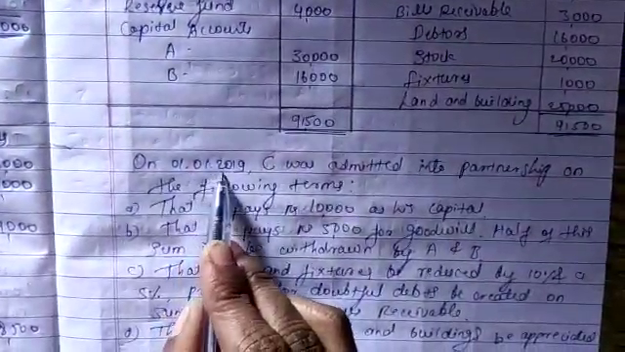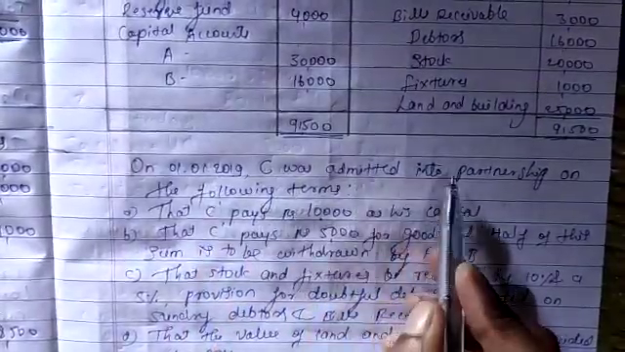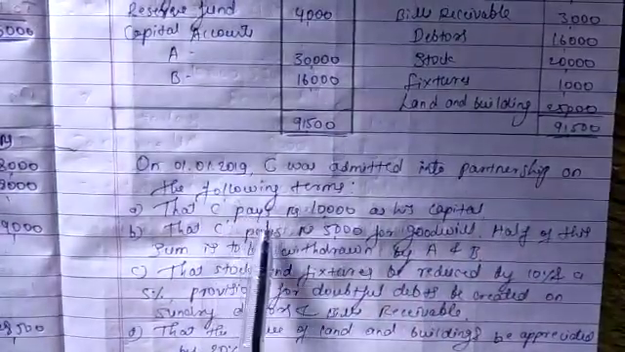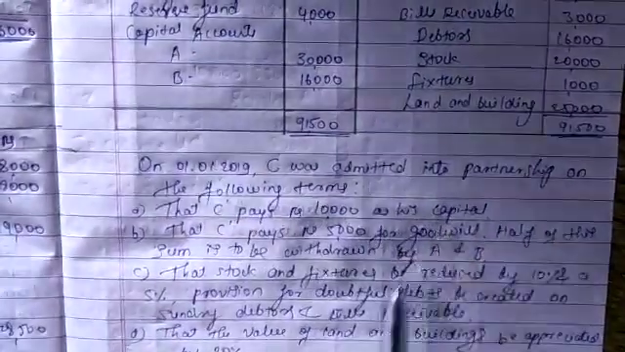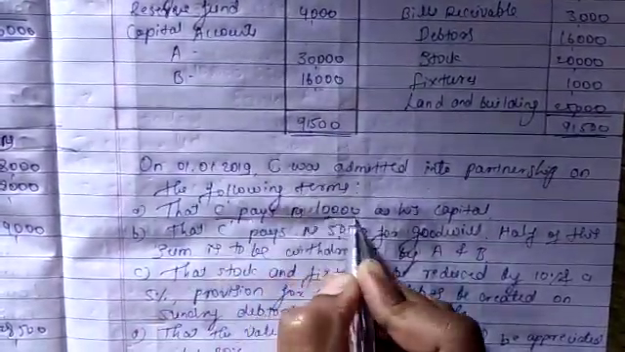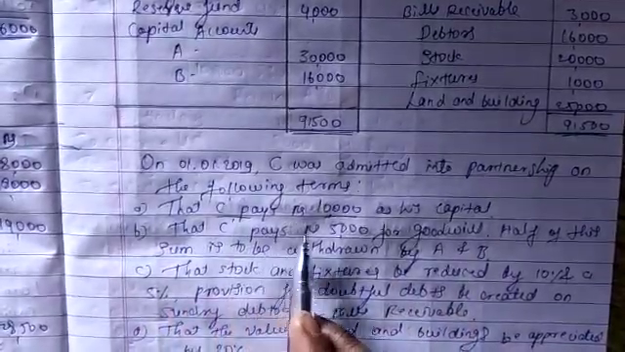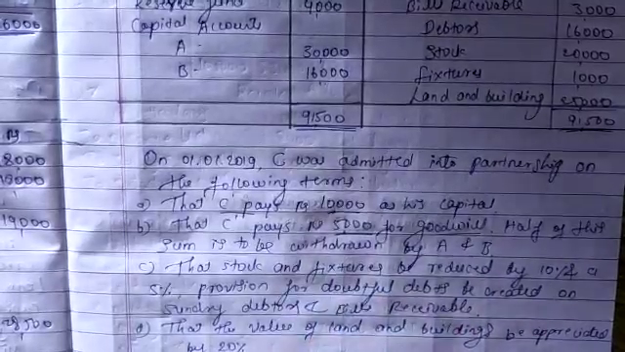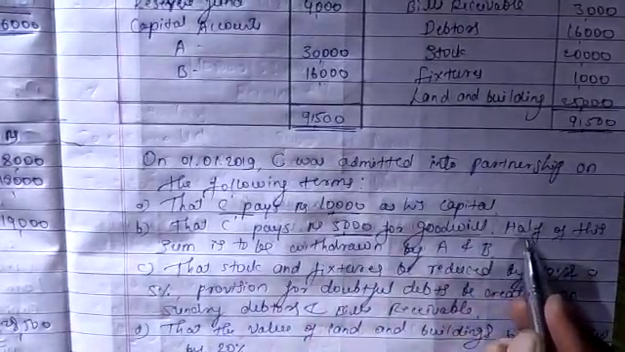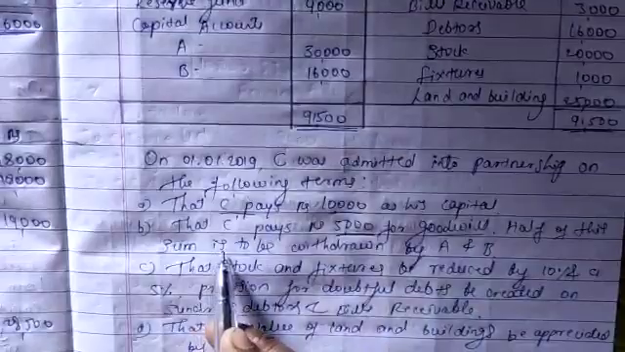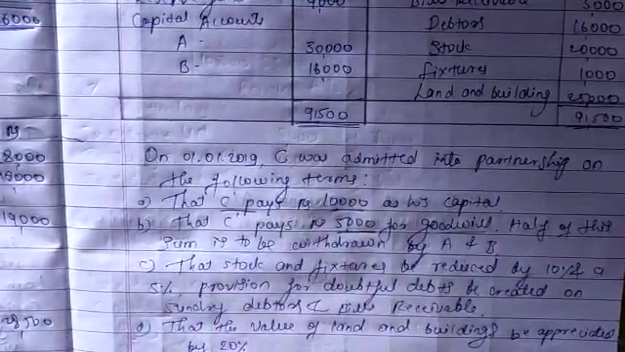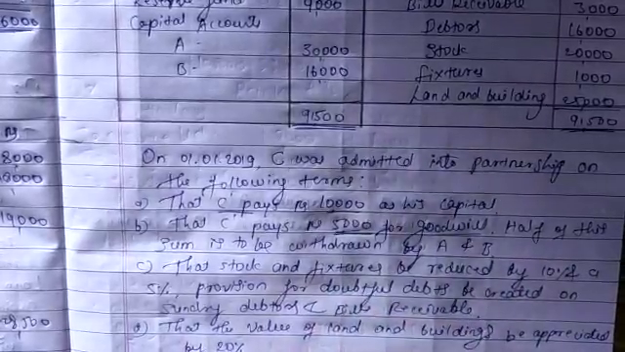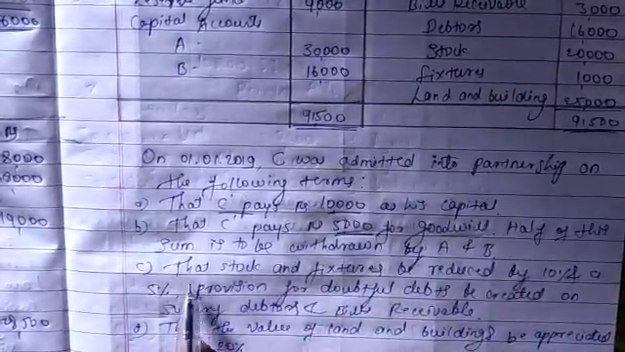On 1/1/2019, C was admitted into the partnership on the following terms. First, C pays rupees 10,000 as his capital. Second, C pays rupees 5,000 for goodwill, and half of that goodwill amount is to be withdrawn by A and B. Half of the 5,000 is withdrawn by A and B here.